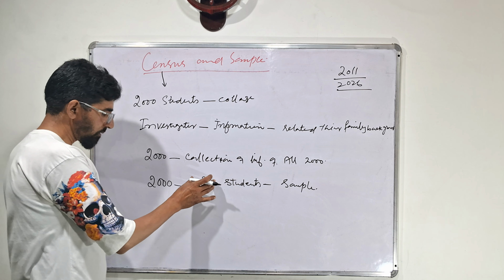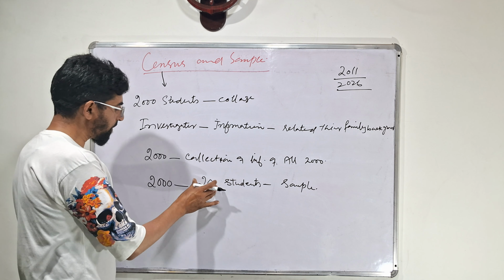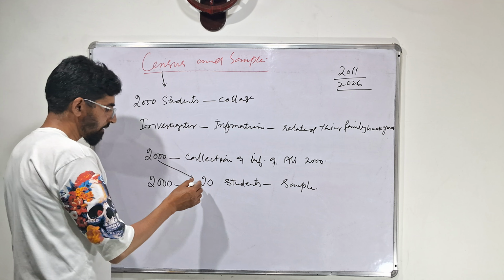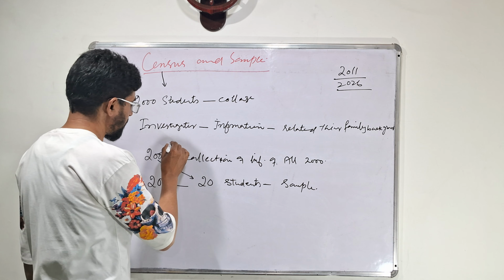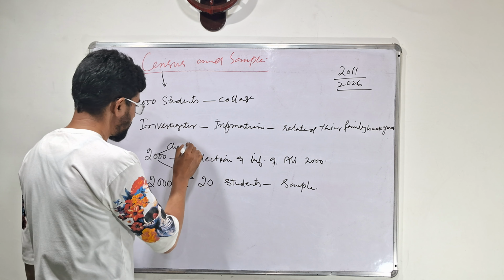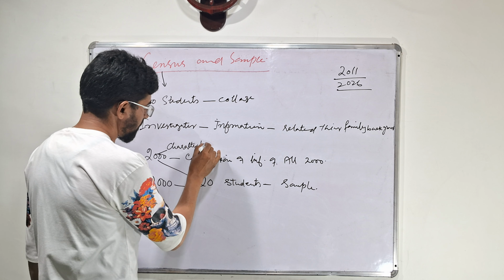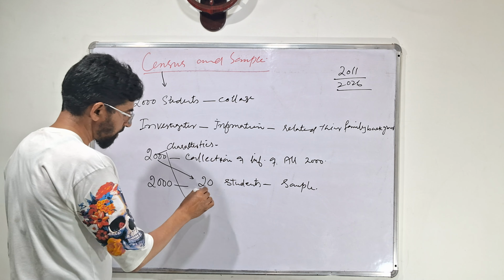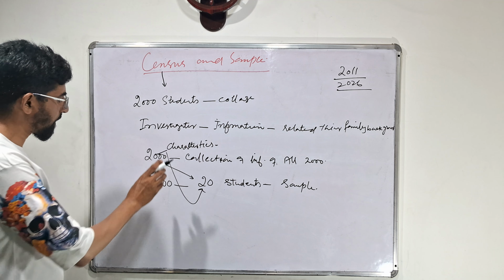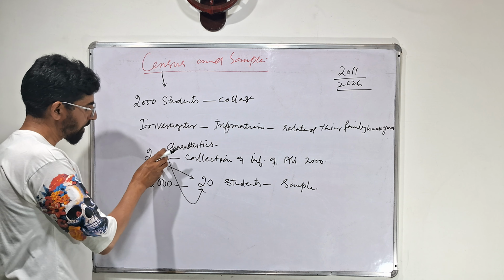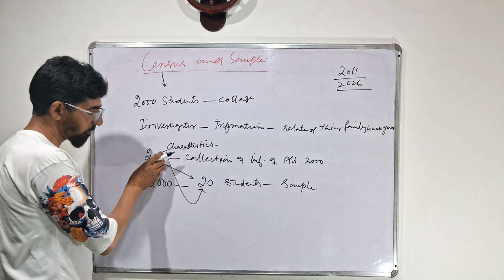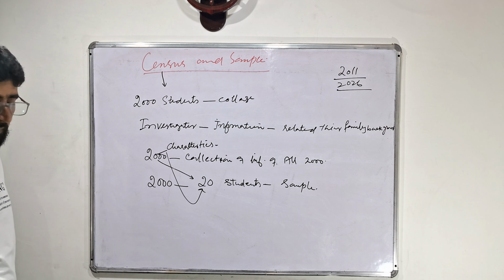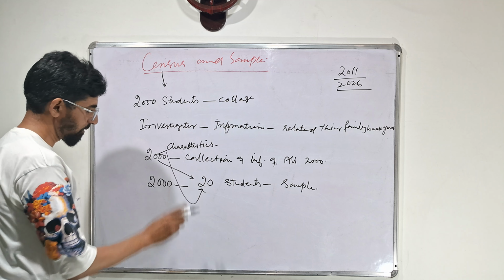But these 20 students should represent the whole 2000 students. Whatever the characteristics of these 2000 students, they should be represented by these 20 students. All characteristics that are in 2000 students should be represented by 20 students. That we call sample.